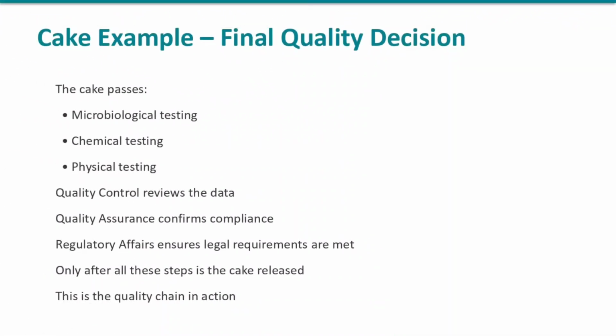Returning to our cake example, imagine that the product passes microbiological, chemical, and physical testing. The quality control laboratory reviews the data. Quality assurance confirms compliance with specifications. Regulatory affairs ensures that legal requirements are fulfilled. Only after all these steps is the product released.